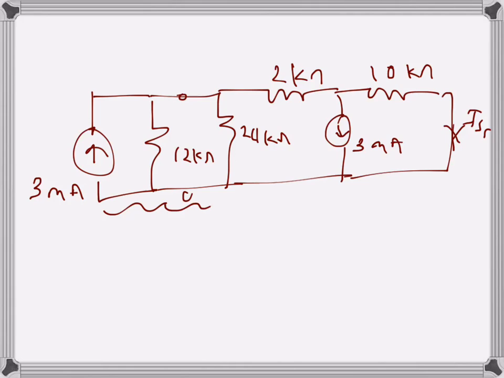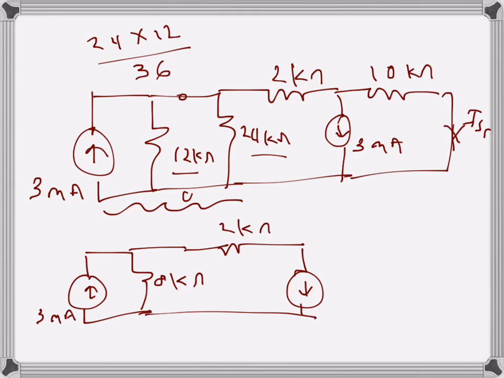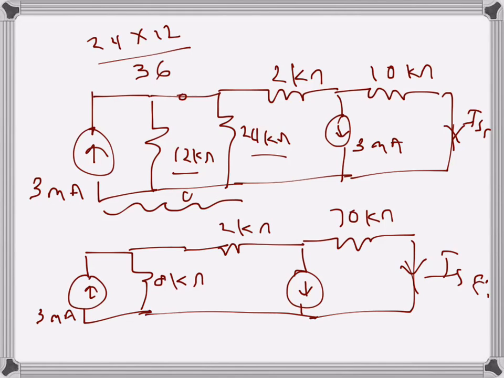Now I can find the equivalent resistance of these two, which are in parallel, 12 kilo ohms and 24 kilo ohms. The equivalent will be 24 times 12 over 24 plus 12, which is 36, so that will be 8. So I will have 8 kilo ohms there, and 3 milliamps as it was, and then this is 2 kilo ohms, 3 milliamps, and then 10 kilo ohms. Like that, this is my desired current.